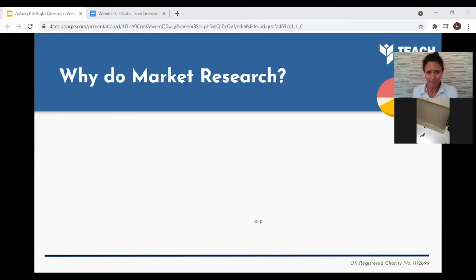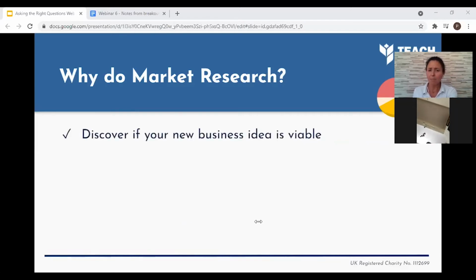So let's get going. First, let's take a deeper look at market research. We know what it is, right? We said it's a process of gathering information about what customers need and want. And why is market research such an important part of a business planning process? There are different reasons, so let's have a look at them. It can help you decide whether your new business idea is viable, if people actually like it and are willing to buy it, to pay for it.